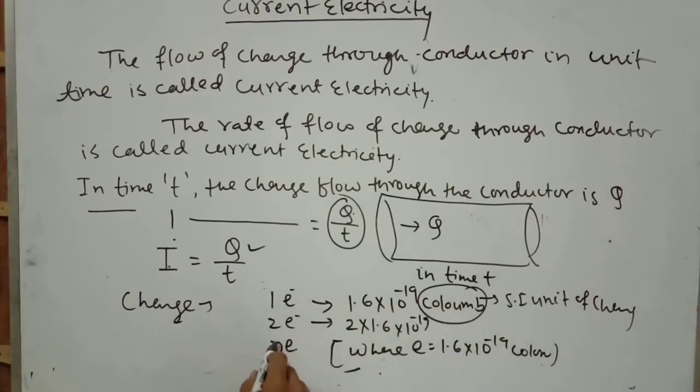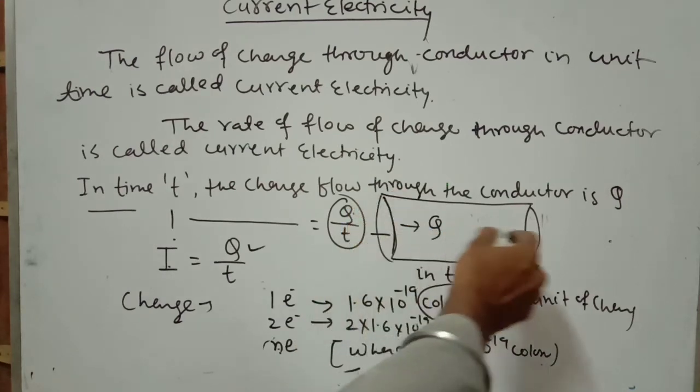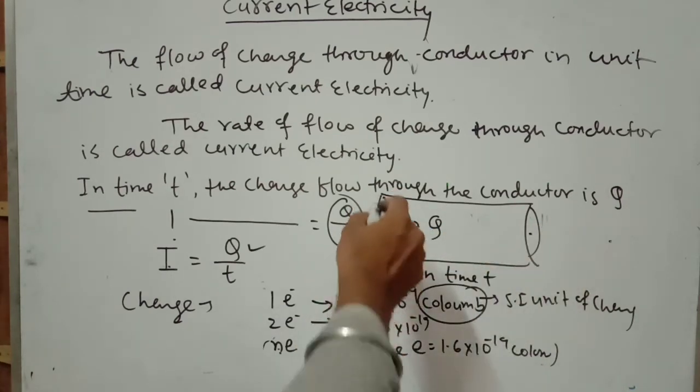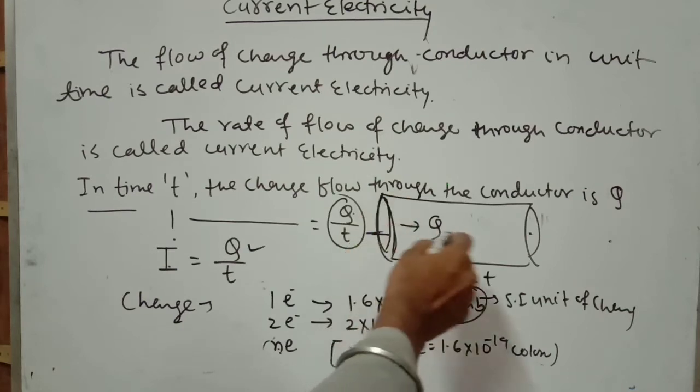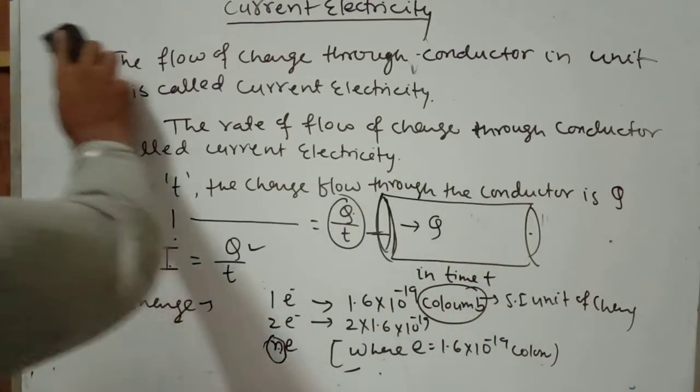Here n is the number of electrons passed through the cross section of the conductor. Cross section means this one, the inlet, and this is the outlet. So the total number of electrons passing through the conductor is n, and the total charge is n into e.